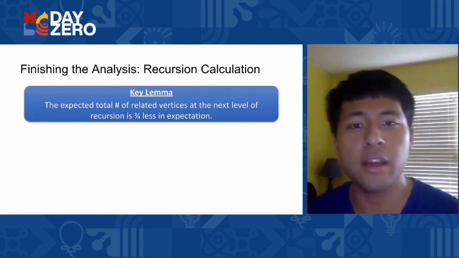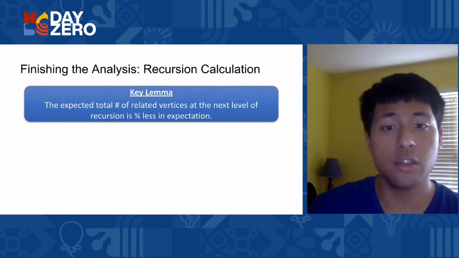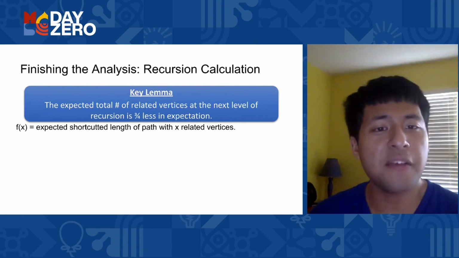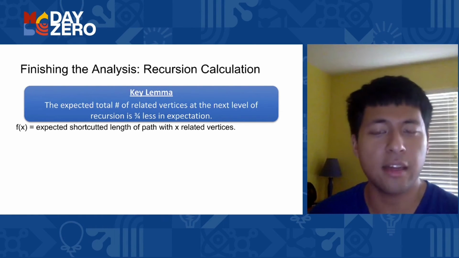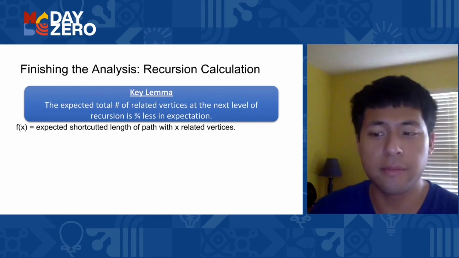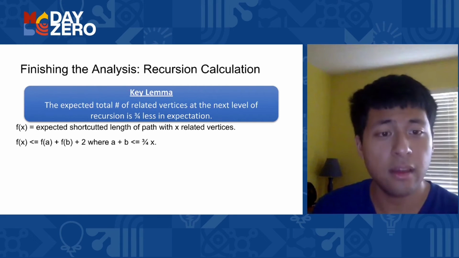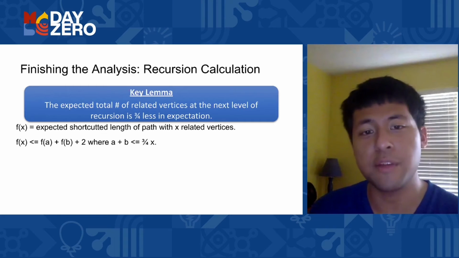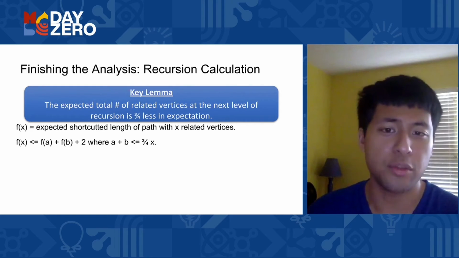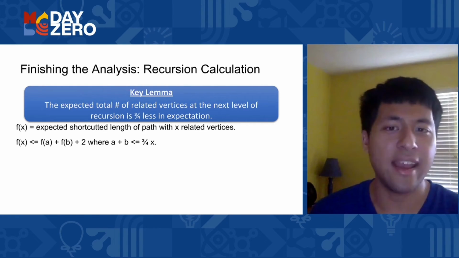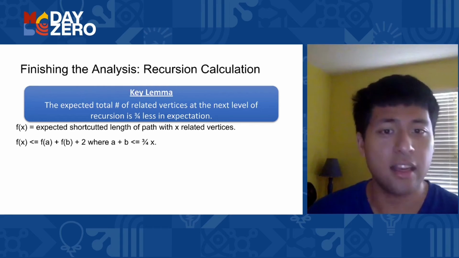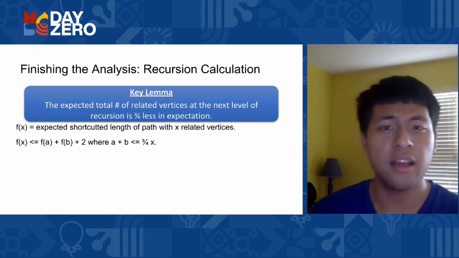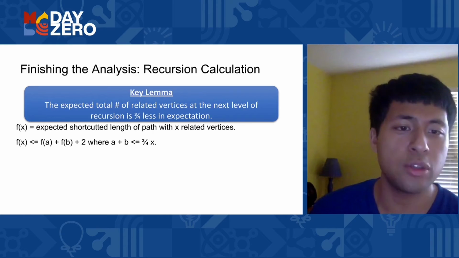Using this key lemma, we can get an analysis pretty directly. So let's define f of x to be the expected shortcut length of a path where x vertices are related. The previous recursion shows that f of x is at most f of a plus f of b plus 2, where a plus b is at most 3/4 x. Here you should think that a is the number of vertices in one of the recursion pieces and b is the number of vertices in the other recursion piece. And because of the lemma, a plus b is at most 3/4 x.